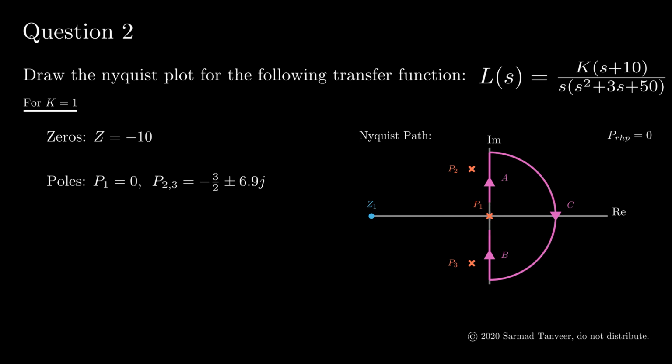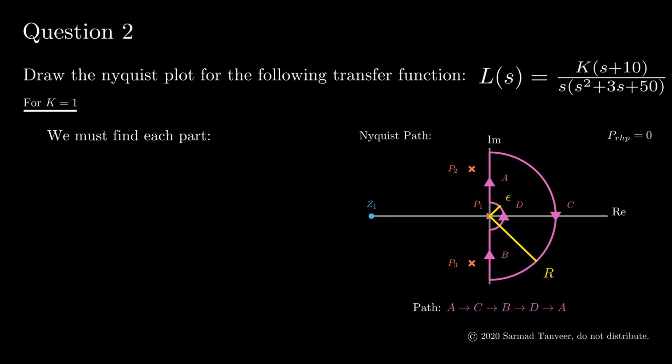However, since we have a pole on the imaginary axis, we must draw an additional component D that traverses around this pole on the imaginary axis. That is our Nyquist path. The 2 half arcs, namely C and D, are defined by specific parameters. The inner half arc has a radius denoted by epsilon, where epsilon is assumed to go to 0. The outer half arc has a radius denoted by capital R, where capital R is assumed to approach infinity. This will help us determine the specific structure of these paths for our specific transfer function.